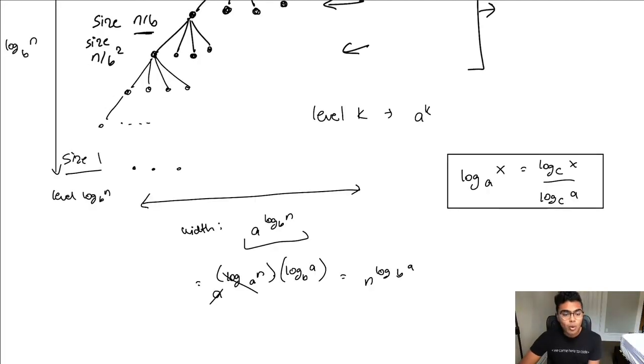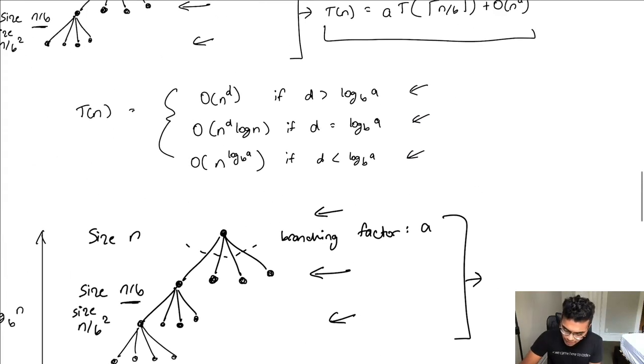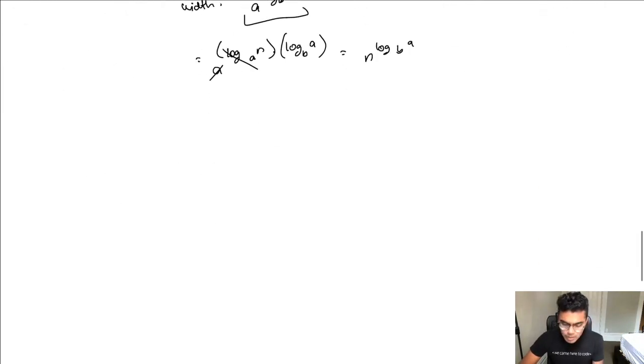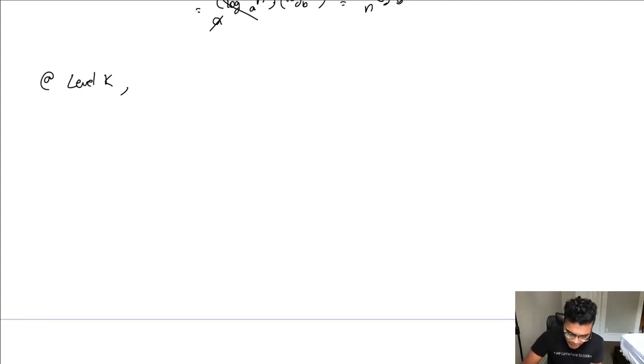So now that we've defined our width and our height, the next step is to prove how we're actually getting these three relations. So down below, let's do just that. First, we essentially need to figure out how much total work is being done at every level. We notice that at every level, we have a subproblem of size n over b. And we know for a fact that at level k, there are a^k nodes.